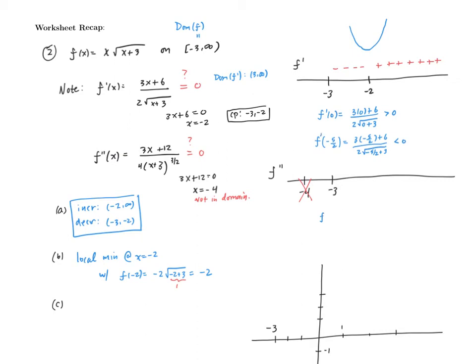and that should have been f prime above, f double prime of 0, say, would be equal to 3 times 0 plus 12, which is positive, over 4 times 0 plus 3 to the 3 halves. And f double prime of 0 is positive. And because 0 is a sample point in that interval from minus 3 to infinity, we know that f double prime will be positive everywhere in that interval because it's never equal to 0 in the interval. And that guarantees that we are concave up on the interval from minus 3 to infinity.